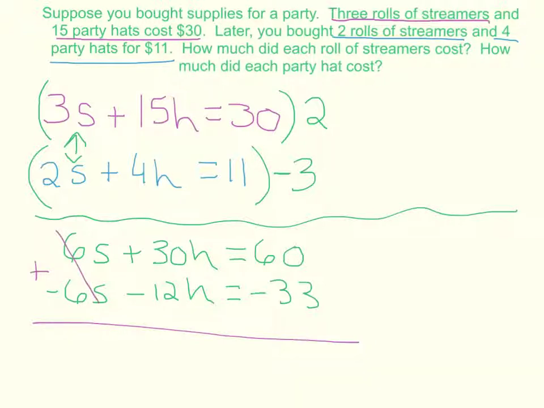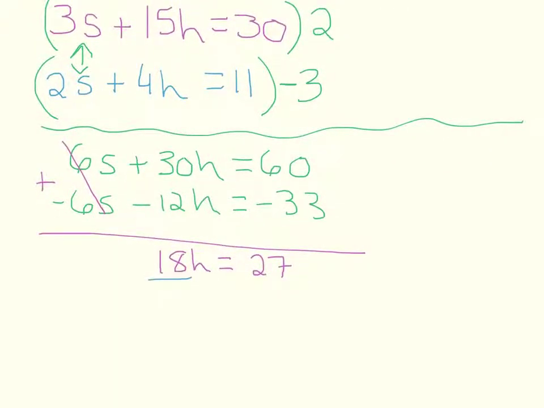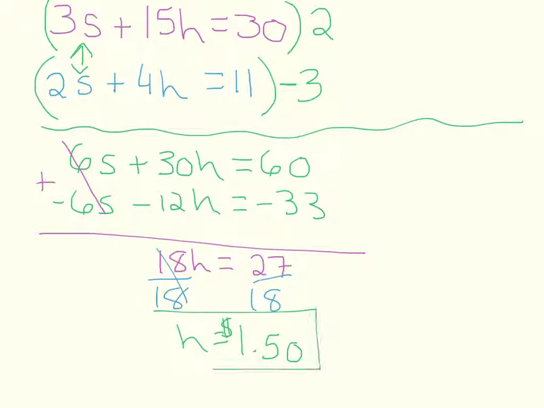So 30 plus negative 12 is 18H equals, and then 60 plus negative 33 is 27. And if you divide both sides by 18, you get that H equals 1.5, which means the party hats each cost $1.50.